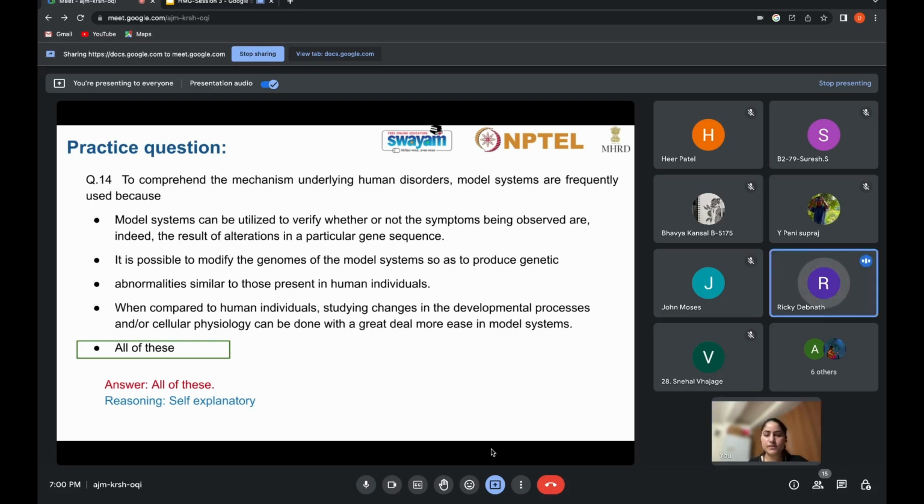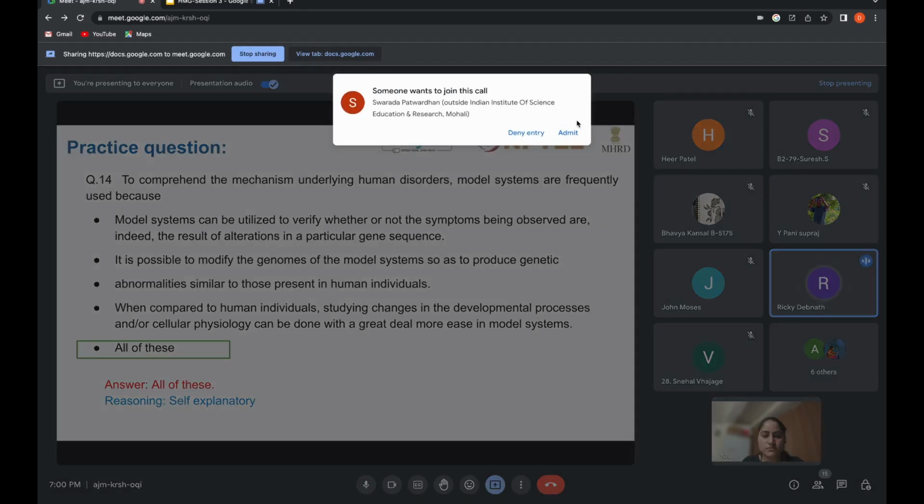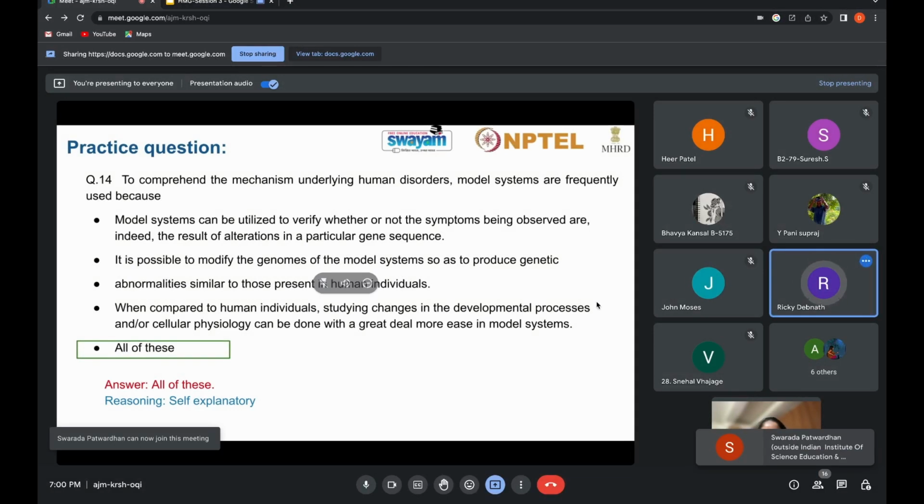Yeah, but I have a doubt regarding balanced translocation. How does it affect any individual? You have given the example of the Philadelphia chromosome. What other examples could be found in case of balanced translocation?